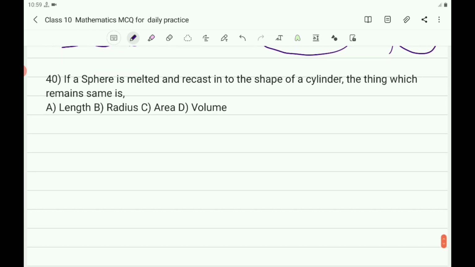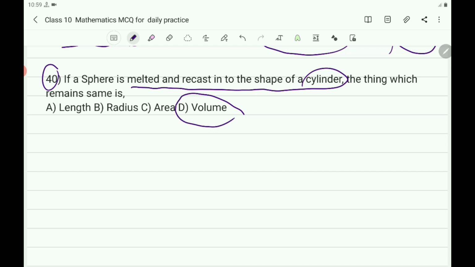Next, the last question, question number 14. If a sphere is melted and recast into the shape of a cylinder, the thing which remains same is. Here you know that the volume will remain the same. If the sphere is melted and recast into the shape of a cylinder, the volume remains the same. The length may change, radius may change, area may change, but the volume remains the same. There is no change in the volume. So option D is the answer.